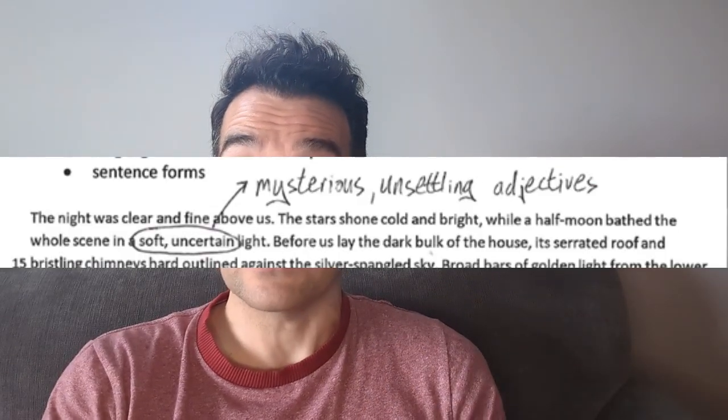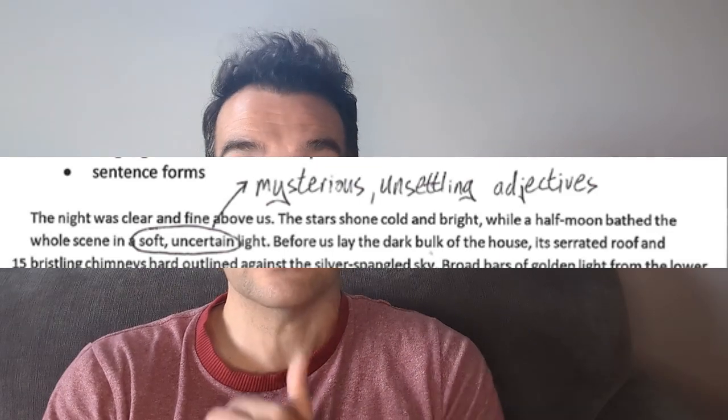If I want to do even better, I'm then going to add in a technical term as well. What technique is the writer using to make us feel mysterious, unsettled atmosphere? Okay, and in this case, they're using a couple of adjectives. So I'm going to put in the annotation mysterious, unsettling adjectives.